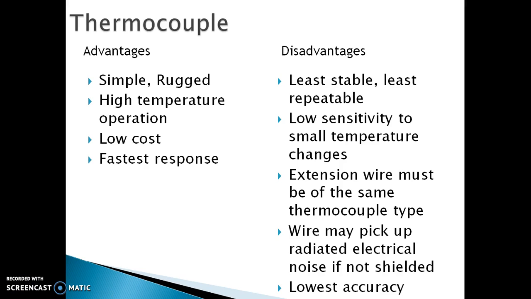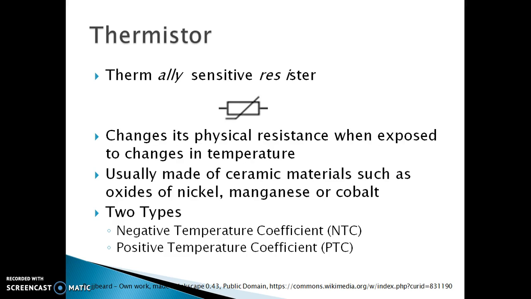With this, we finish the basic construction and applications of thermocouple. We would now look into the last type of temperature transducer which we will be seeing in this lesson, that is a thermistor. Thermistor is basically a combination of two words, that is, thermally sensitive resistor. So out of that, therm is taken and ister is taken. This is the symbol of thermistor. Basically, thermistor shows a change in physical resistance when exposed to temperature. The operation is similar to an RTD, but the constructing material used in thermistor is usually a ceramic material such as oxides of nickel, magnesium or cobalt.